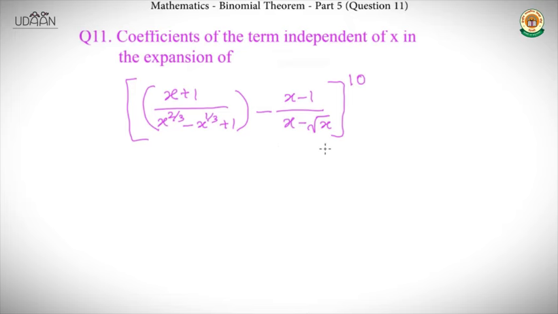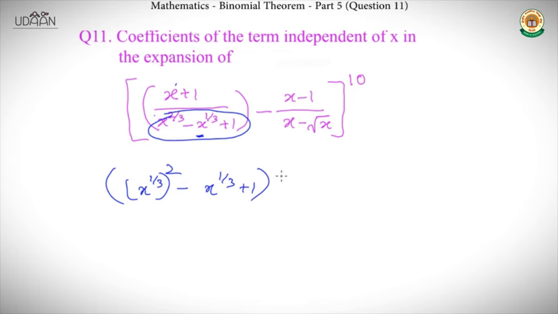Let's get some clue. Here there is x raised to 1 by 3 and here is x. If x plus 1 is a multiple of the denominator, then we can probably cancel it. Here is x^(2/3), that is (x^(1/3)) whole squared, minus x^(1/3) plus 1.